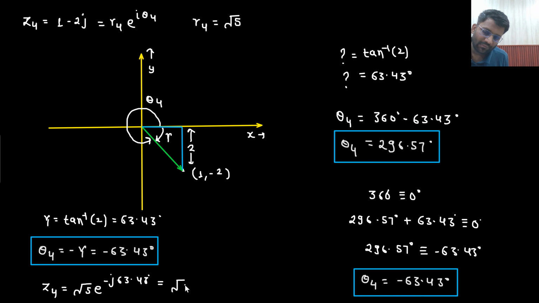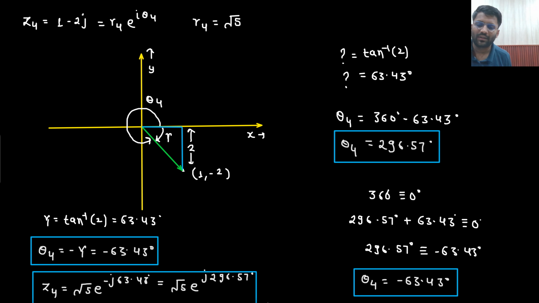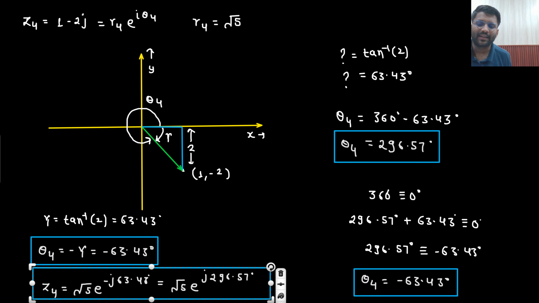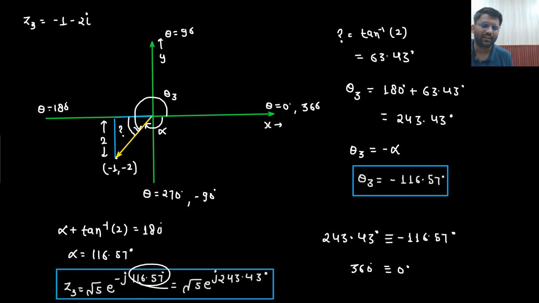Or you write down e to the power j 296.57 degree. So both of the ways are possible. We will prefer the first way. Basically, we are writing down the angle less than 180 degree. Here I am saying that I will prefer this angle. So here this number is less than 180. Here also this number is less than 180.